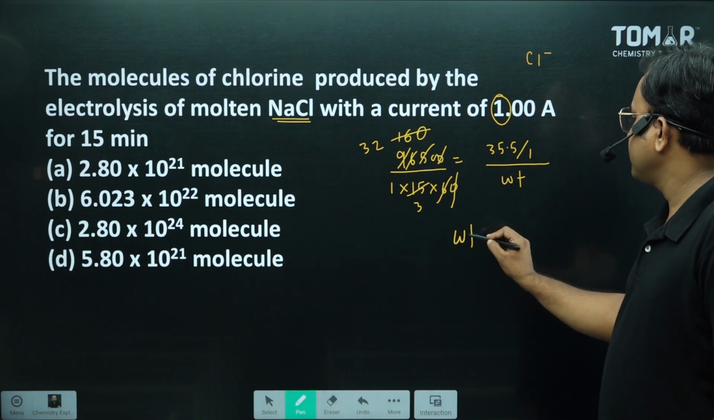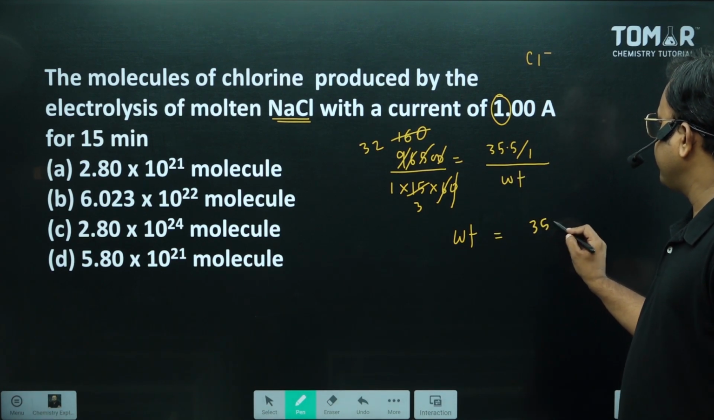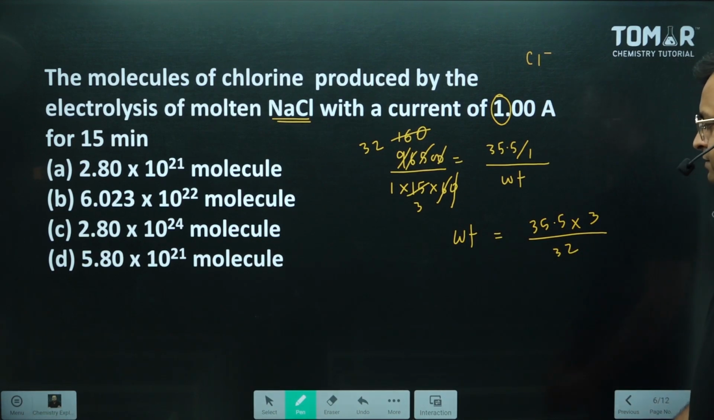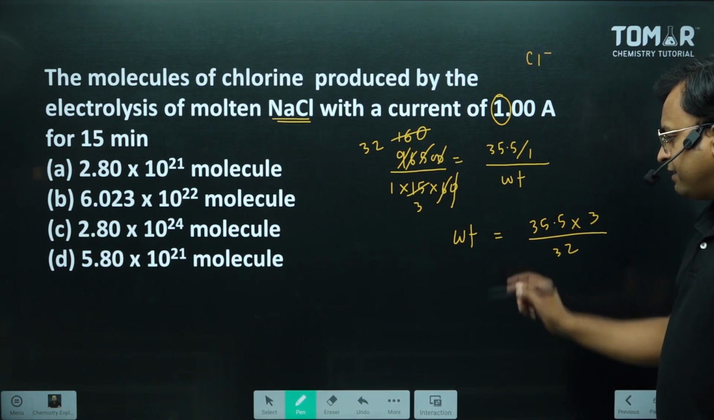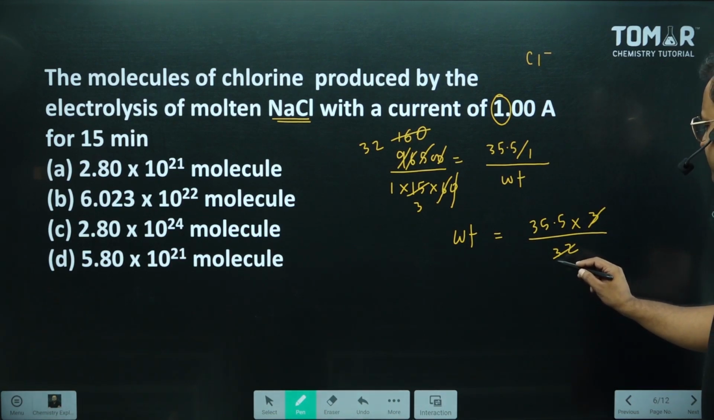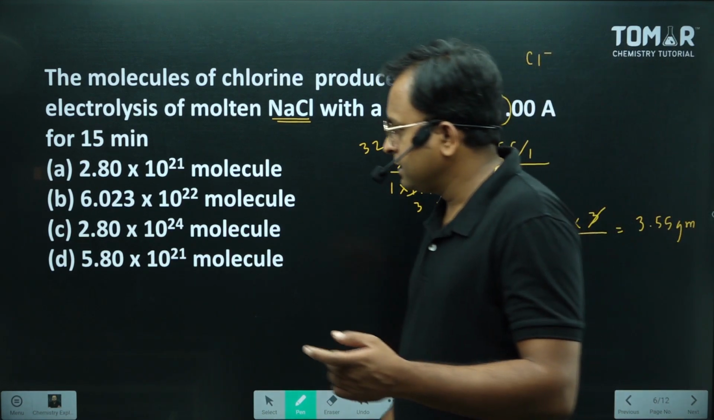Then weight is 35.5 into 5, 35.5 into 3 upon 32. So we find the weight, 3 almost 10 ja, 30, almost 10 ja. So weight is approximately 3.55 gram. This is the weight of chlorine.